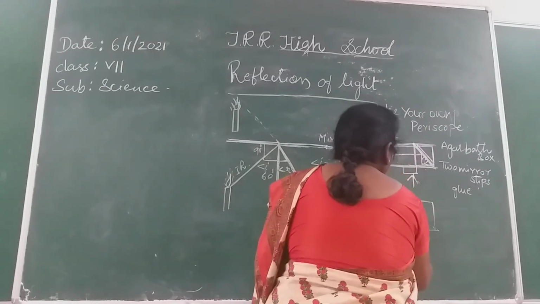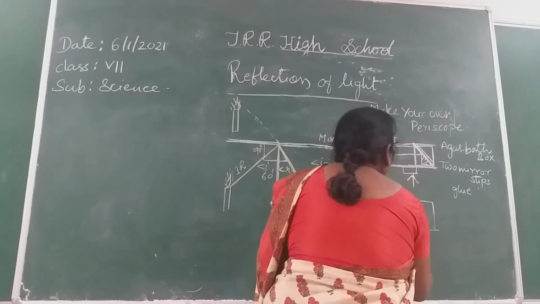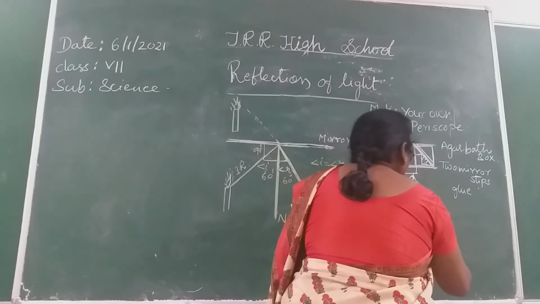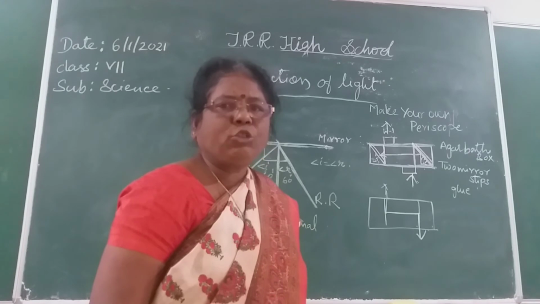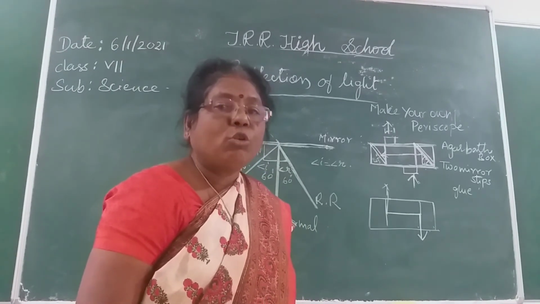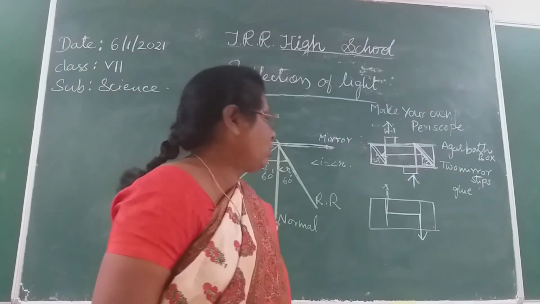Here it is. Here you are keeping the candle. The ray of light falls on the second mirror, and it reaches your eyes, and you are able to see the object. Then you are able to see the image of the object through the window too. So this is completely based on reflection of light.